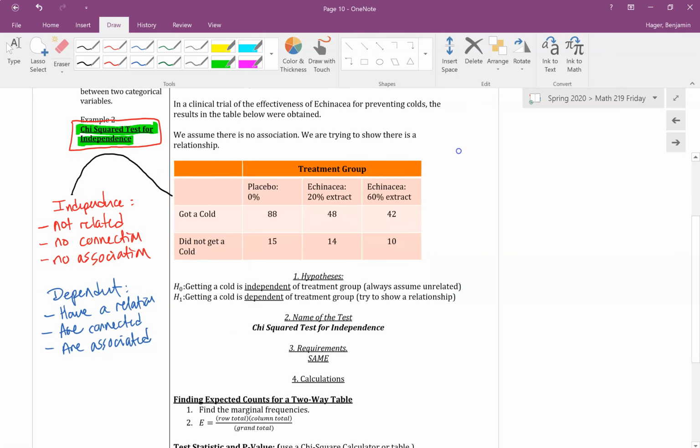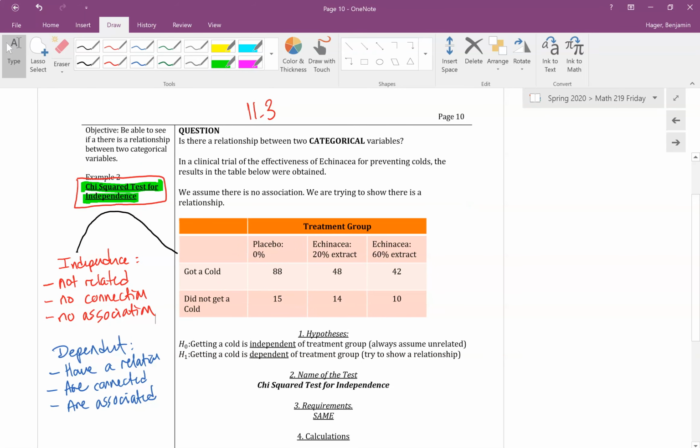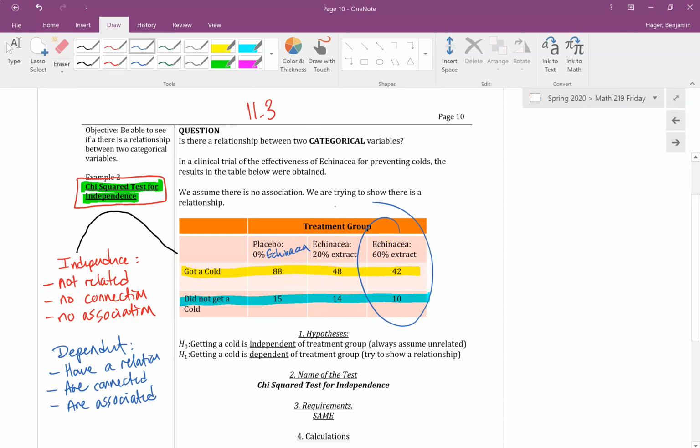Okay, so this is what we're going to go through, and let's make sure we understand what the table is showing us. You've got people that got a cold, and people that did not get a cold in this little medical experiment here. For this group of people, they took a placebo pill. So their pill had 0% echinacea. Now this group of folks took a pill that contained 20% echinacea, and then this group took a pill that contained 60% echinacea extract.